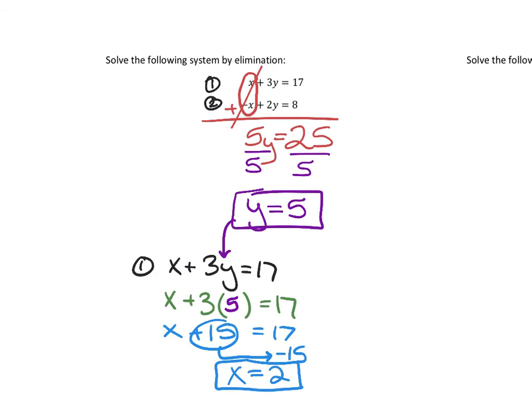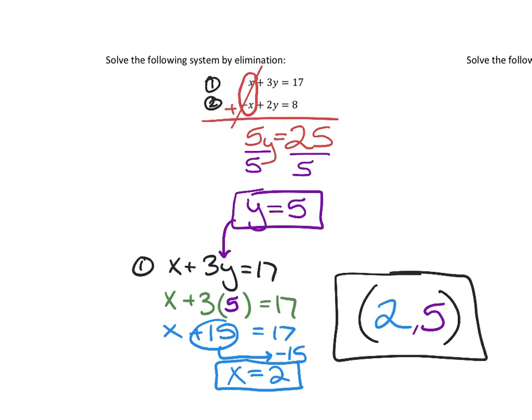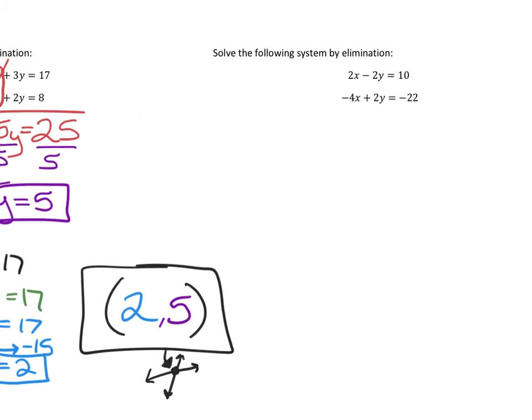So I now have the x and the y that create my coordinate pair. The x is 2 and the y is 5. And that is my solution to my system. Again, you can graph both of these lines and ensure that the point of intersection between the two lines is at 2, 5. Now, elimination, most students find much easier than substitution, so this might be the one for you.